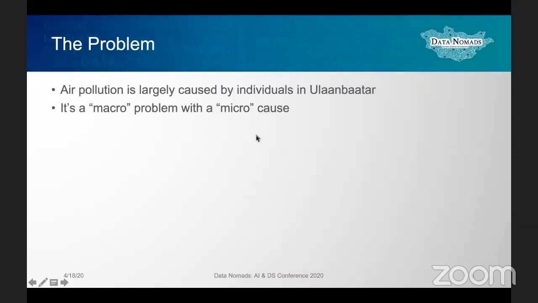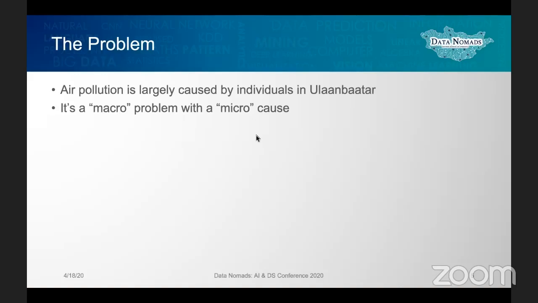So let's actually talk about the real problem here, which is that air pollution is really caused by individuals, right? The majority of air pollution in Ulaanbaatar is not created by power stations, it's not created by cars, it's created by homes burning coal, whatever the type of coal it is, for heat and for cooking. So it's a macro problem because it impacts everyone, but the cause is a micro cause. What I want to talk about today is that while the government is producing a macro solution by changing fuel, adding restrictions, lowering electricity prices, or making them free during the evenings, the cause is a micro cause.